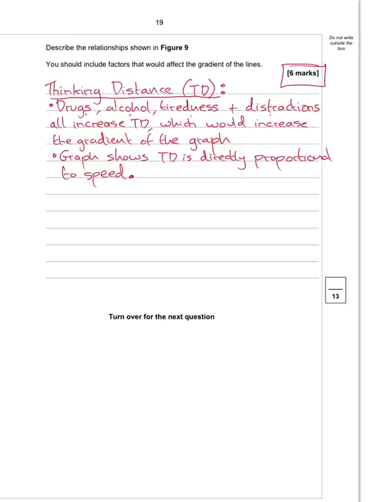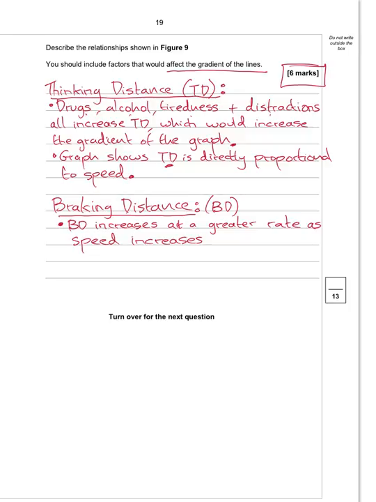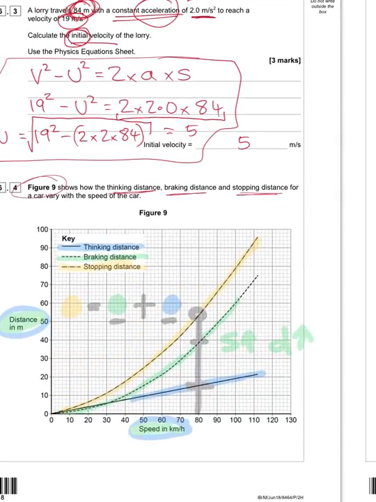I do need to make sure, because it asks how it would affect the gradient of the lines. So I would say that it would increase the gradient of the line of the graph if I was on more drugs, more alcohol, or if I was more tired, or there were more distractions. I've also mentioned that the graph shows that thinking distance is directly proportional to speed. Okay, let's move on to braking distance. I can't say that it is directly proportional, but I can say that as braking distance increases, the speed increases at a greater and greater rate. That's shown by the fact that it is a curve upwards.